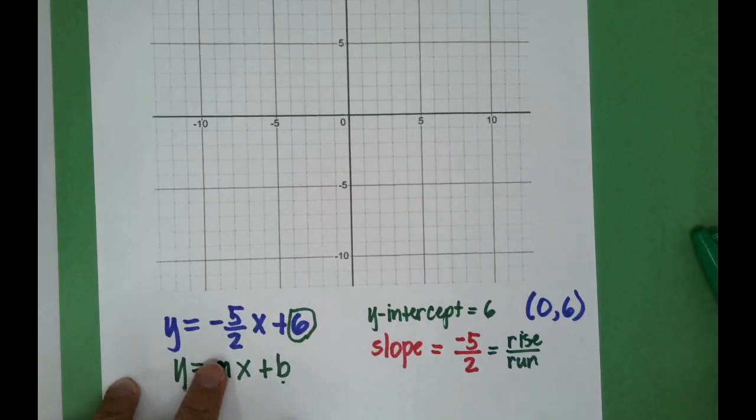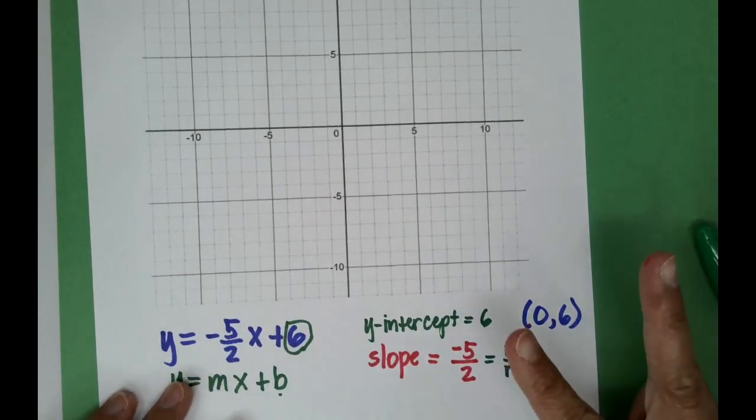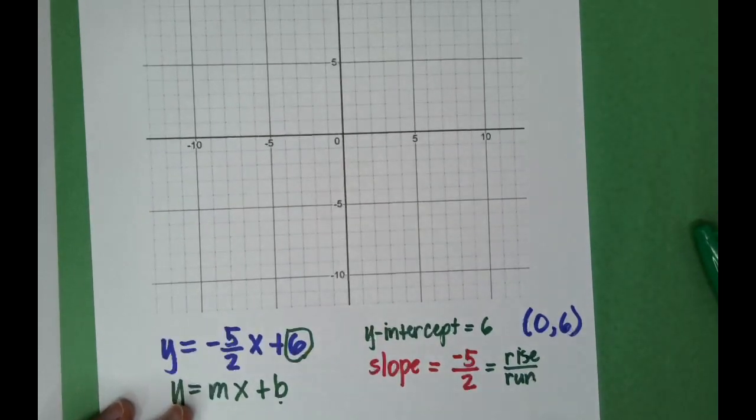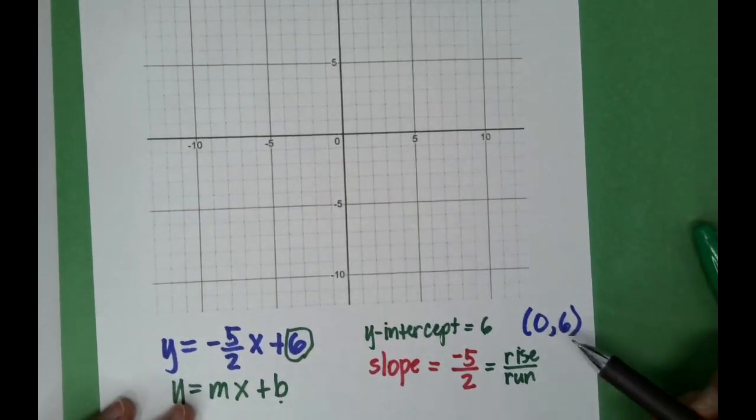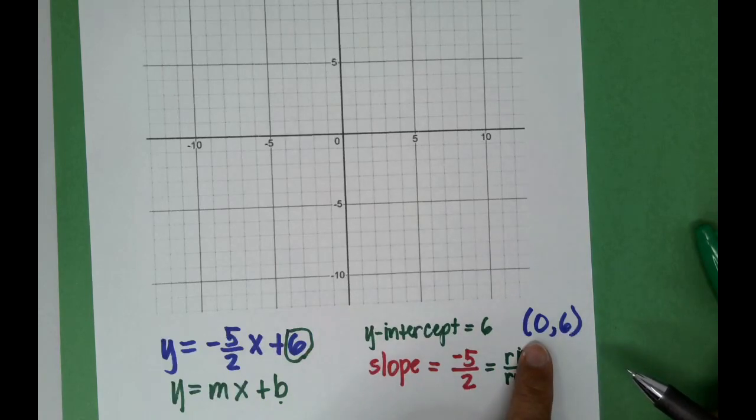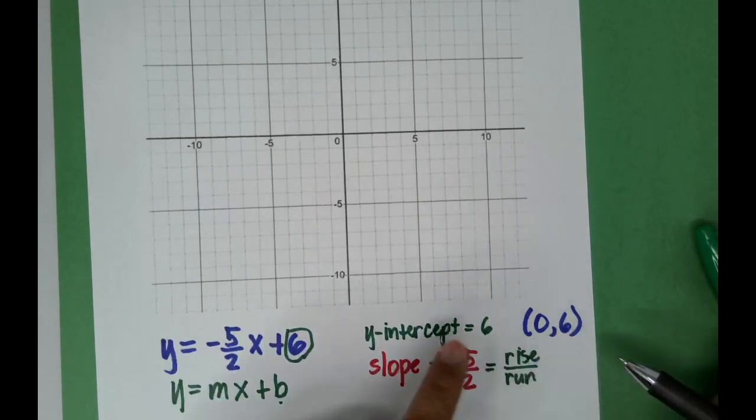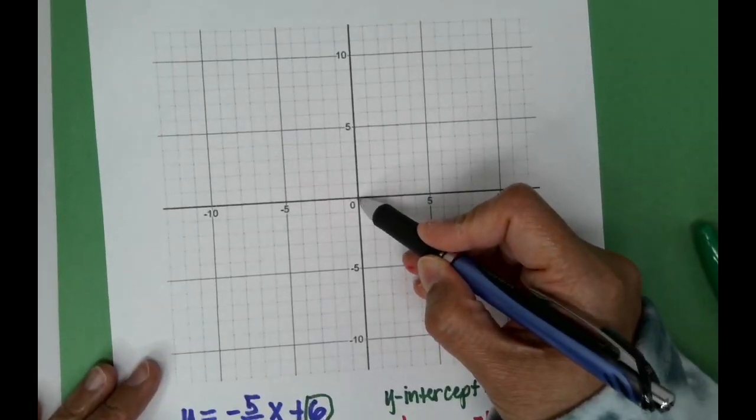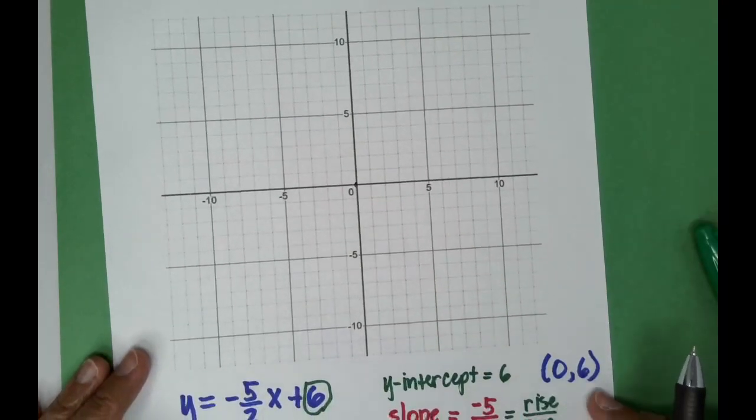So how do we plot the points? In order to form the line, we only need 2 points. However, to be accurate, we are going to locate 3 points if we can. Let's start with the y-intercept. The y-intercept is (0, 6), so locate it on the graph. This is our origin, and then you have (0, 6).